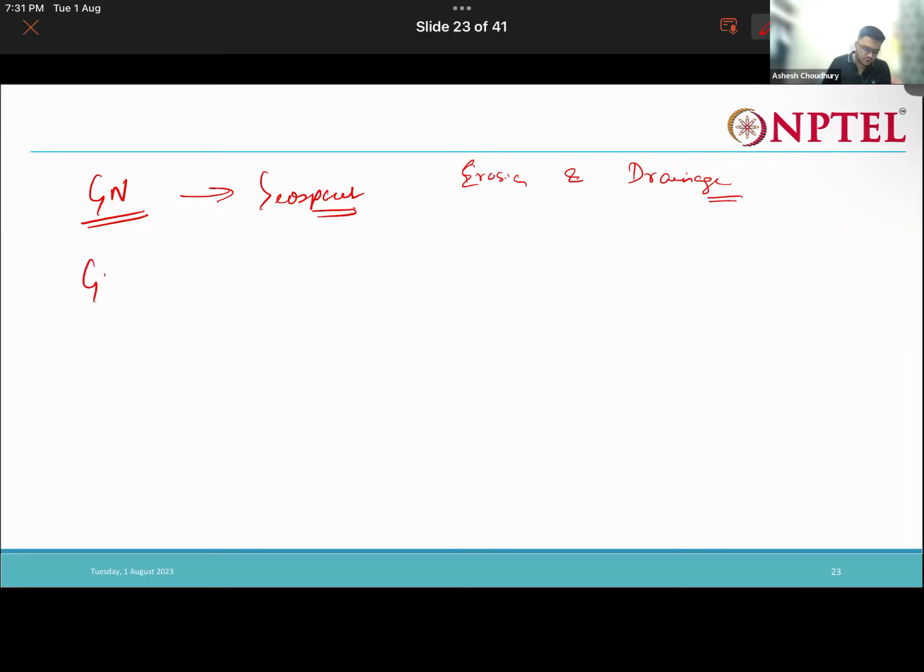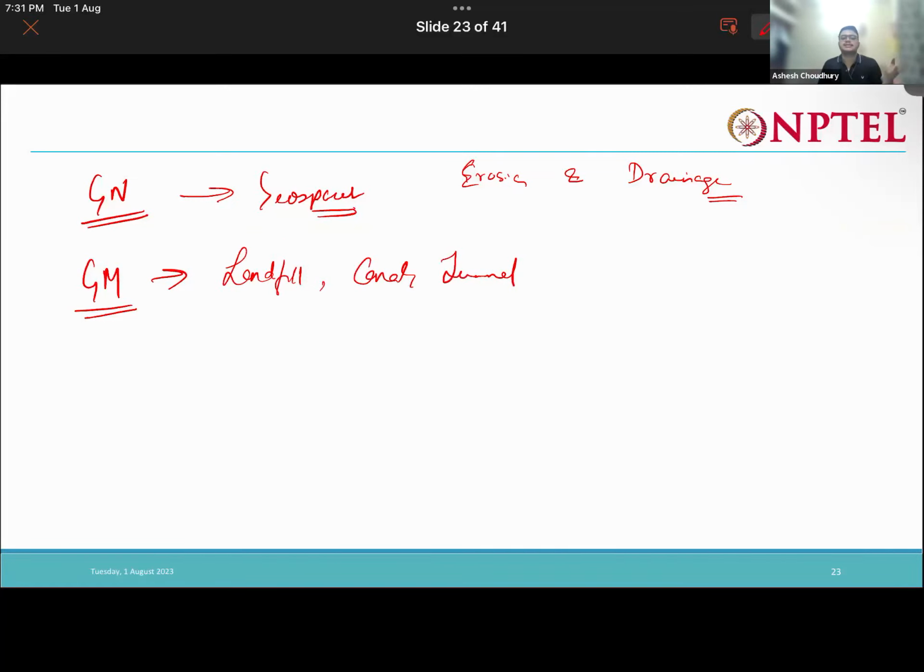Now next comes geomembrane. We already discussed these. Geomembranes are used as barrier or lining. So it may be landfill lining, it may be canal, it may be tunnel. In landfills, these are used as barrier material to prevent harmful gases and harmful chemicals from leaching into the ground and into the atmosphere.